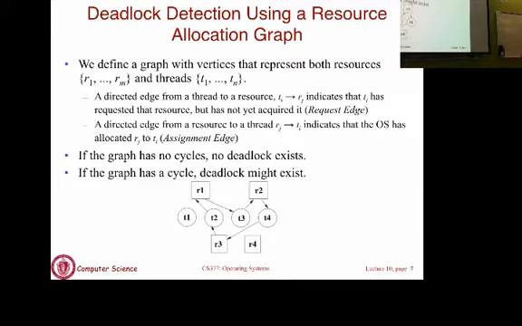Now you have these kinds of edges here, and you'll see that there is a cycle. The reason there's a cycle is T2 is waiting to get a lock on R1. The lock on R1 is held by T3. T3 has also requested a lock on R2, which is held by T4. T4 has requested a lock on R3, but the lock on R3 is held by T2. So now you basically got a cycle. It's a directed graph, so there needs to be a cycle with directed edges, not just an undirected cycle.